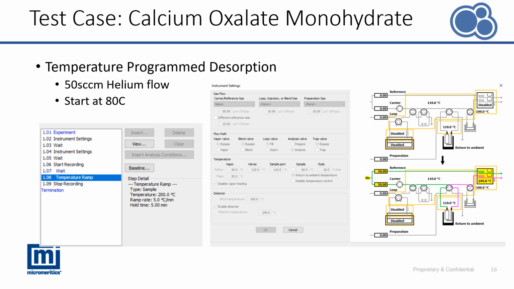The sample is then ramped to ADC under helium flow. A period of wait time is used to stabilize the TCD signal and temperatures. Once recording starts, a wait period is used to observe the baseline, then followed by a temperature ramp to 200 C at a ramp rate of 5 C per minute.